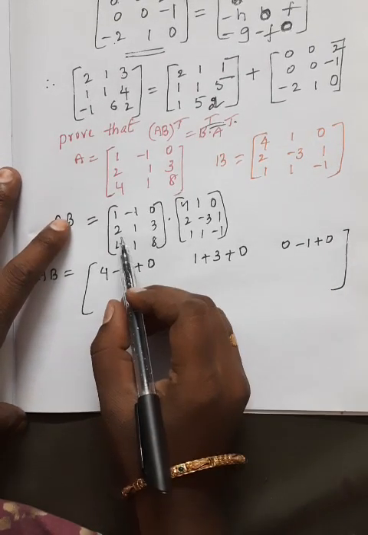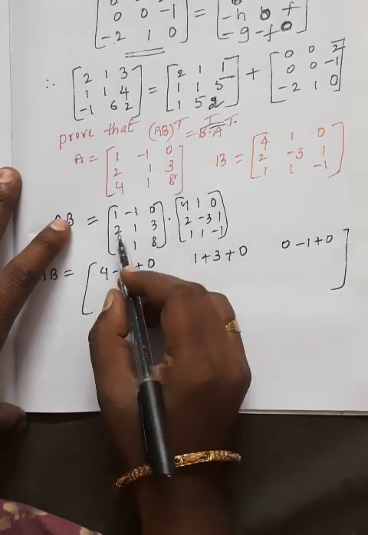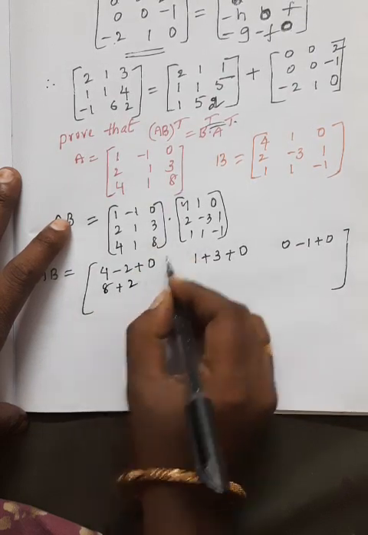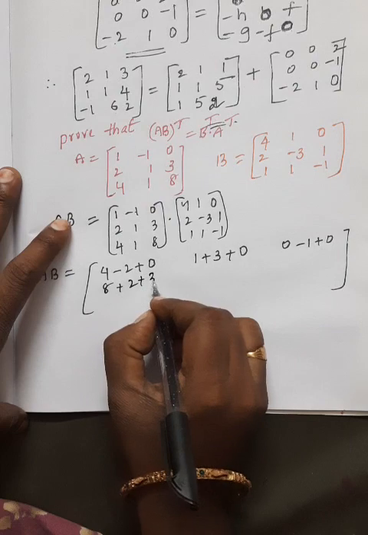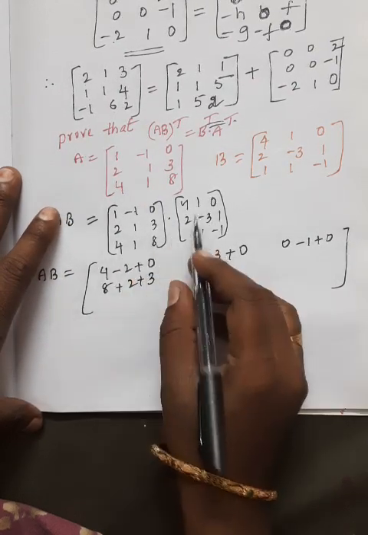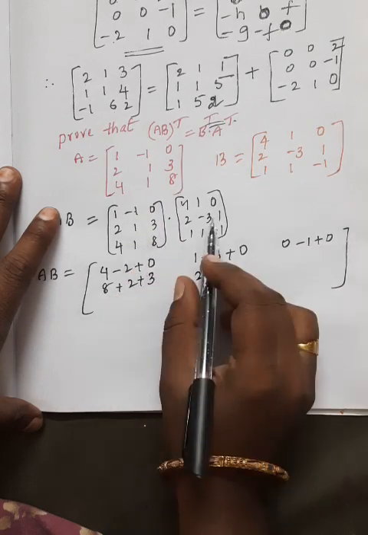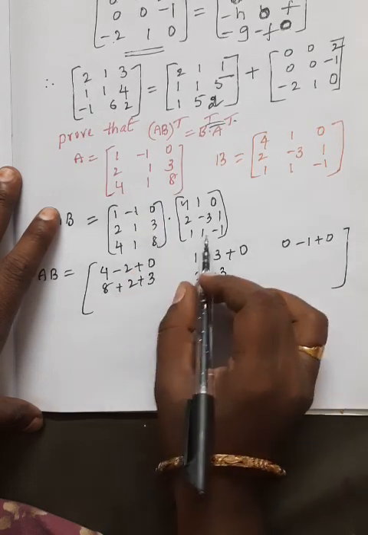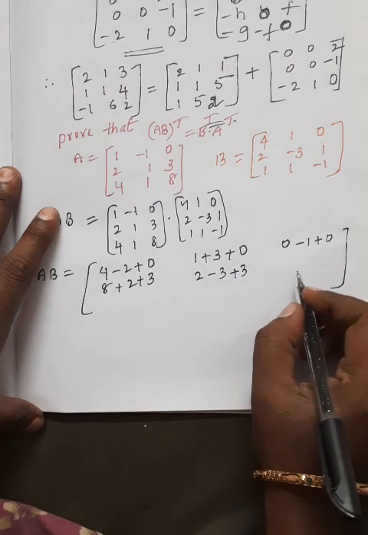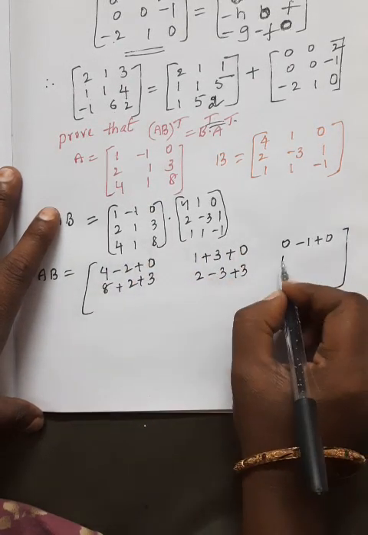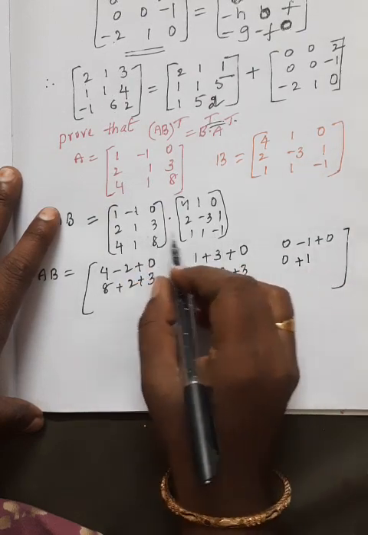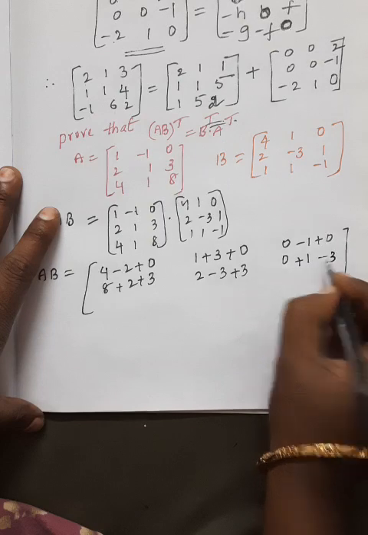So multiply second row with first column: 2 into 4 is 8, 1 into 2 is 2, 3 into 1 is 3. Similarly, multiply second row with second column: 2 ones are 2, 1 into minus 3 is minus 3, 3 into 1 is 3. And we have to multiply second row with third column: 2 into 0 is 0, 1 into 1 is 1, 3 into minus 1 is minus 3.